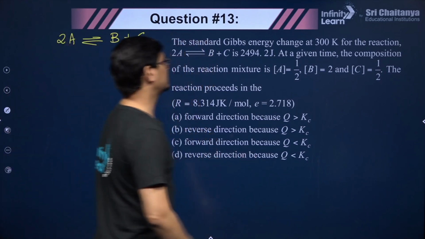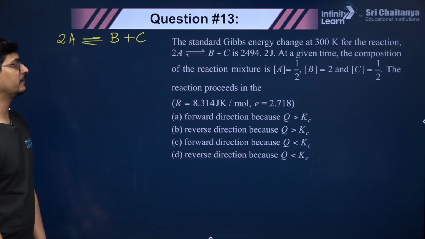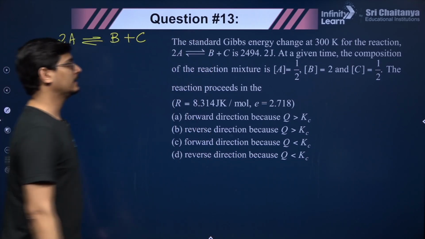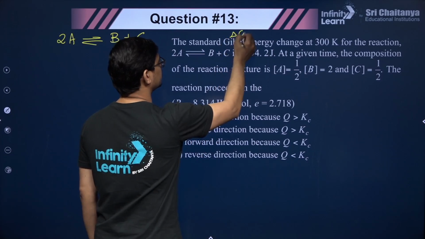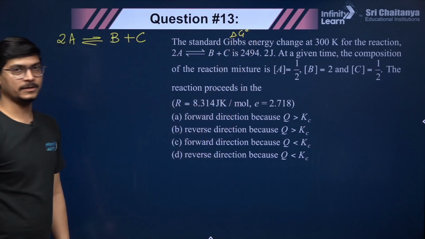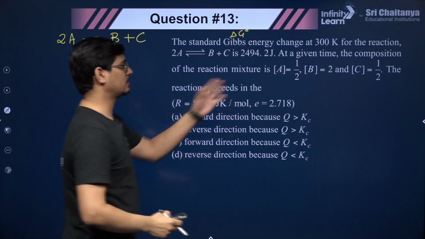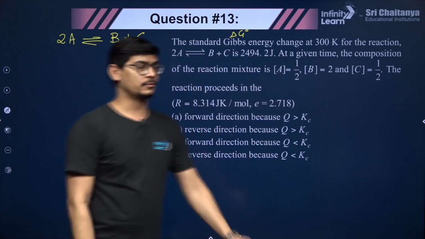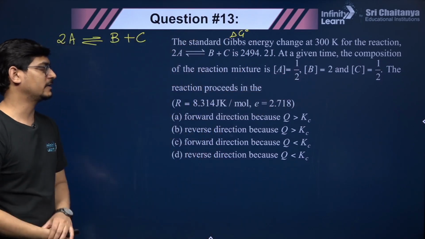So the standard Gibbs energy change at 300 Kelvin for the reaction 2A gives B plus C is 2494.2 joule. The standard Gibbs energy delta G naught is given. At a given time, the composition of the different substances is also given. And the question is, the reaction proceeds in which direction?